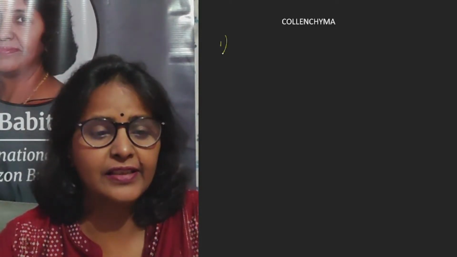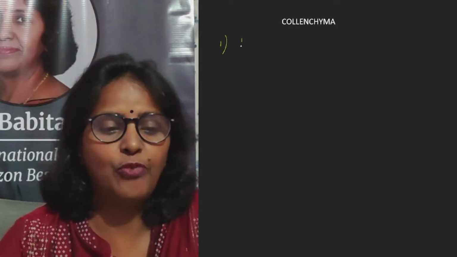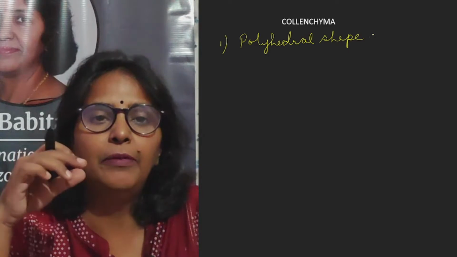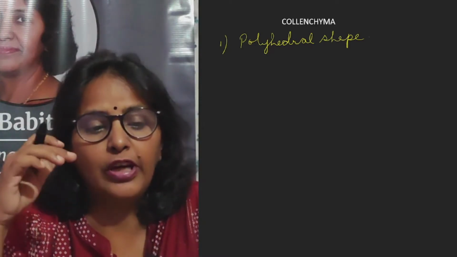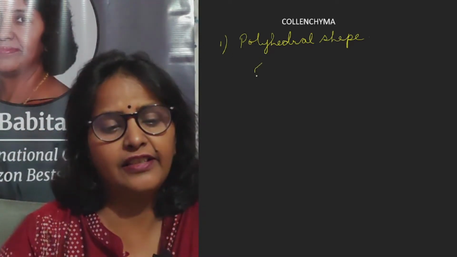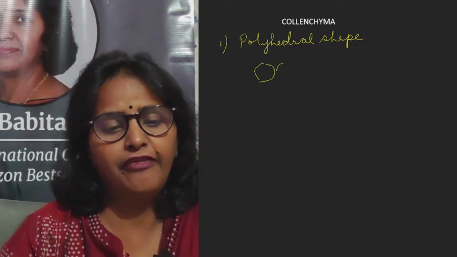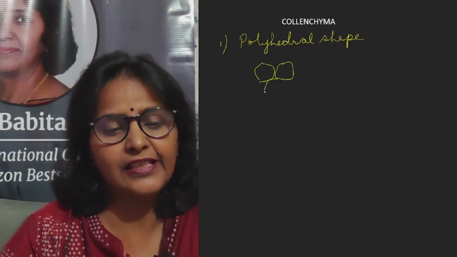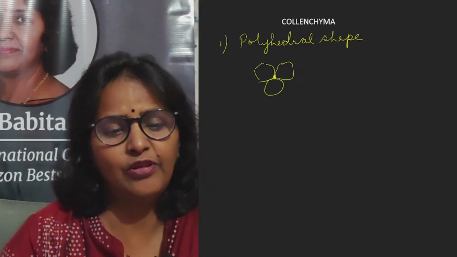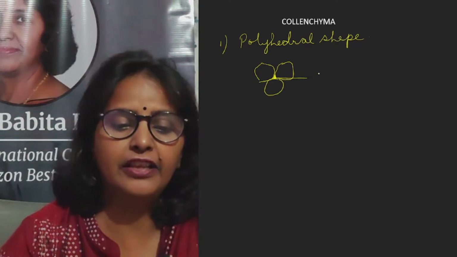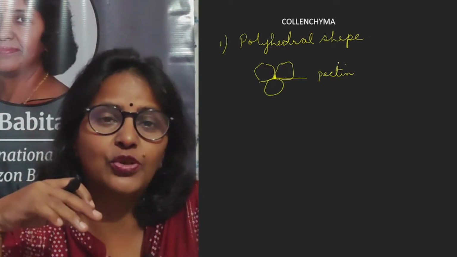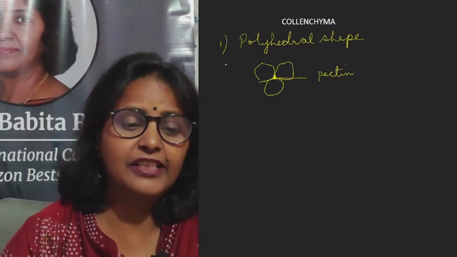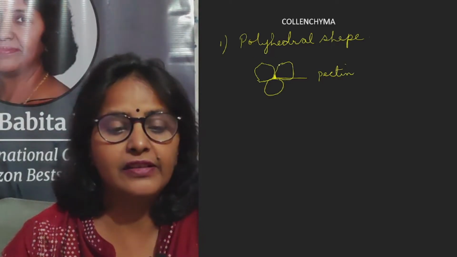Let us see collenchyma under the same aspects. If we say these have polyhedral shapes, they may be rectangular, pentagonal, hexagonal. These are shapes of collenchyma, and they have very little, or in fact, these intercellular spaces are filled with a chemical known as pectin. So an additional chemical is present over here which is known as pectin, and that is why we say they don't have even a proper cell wall.